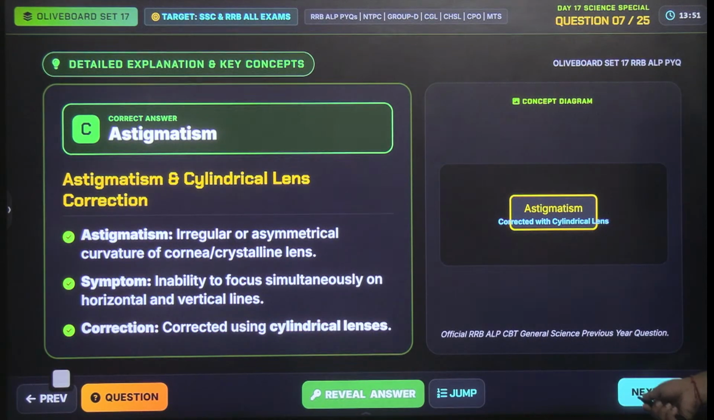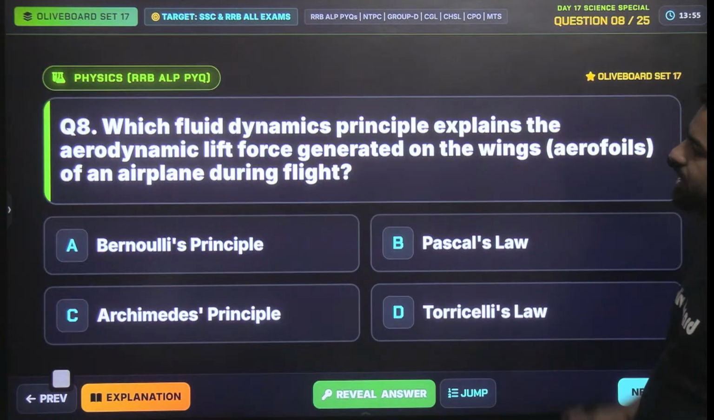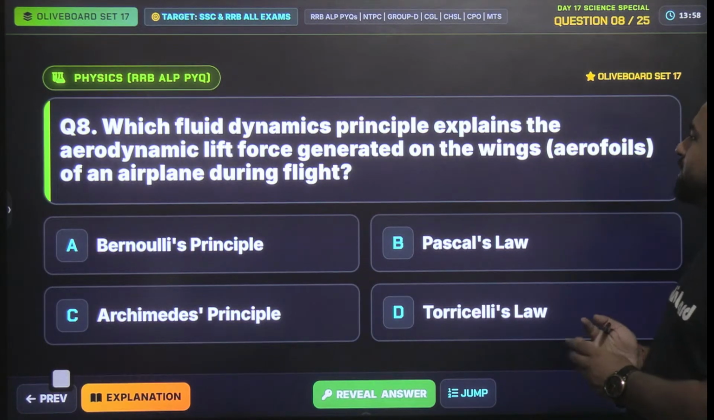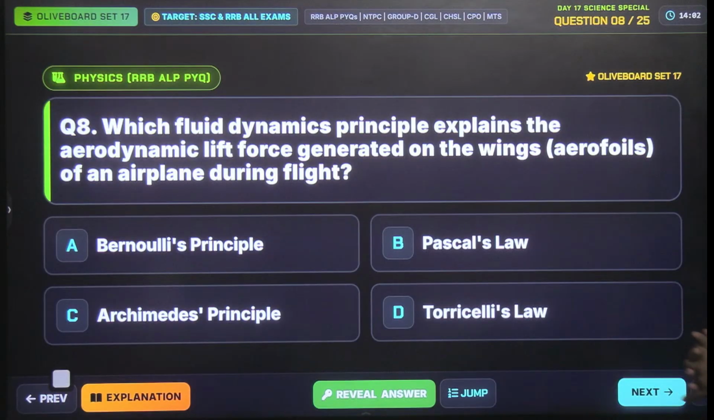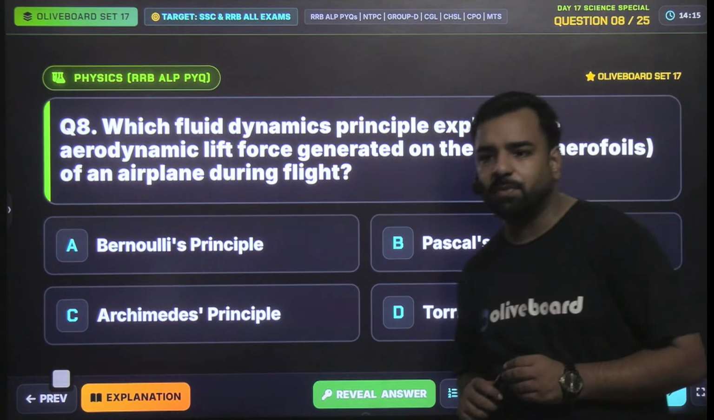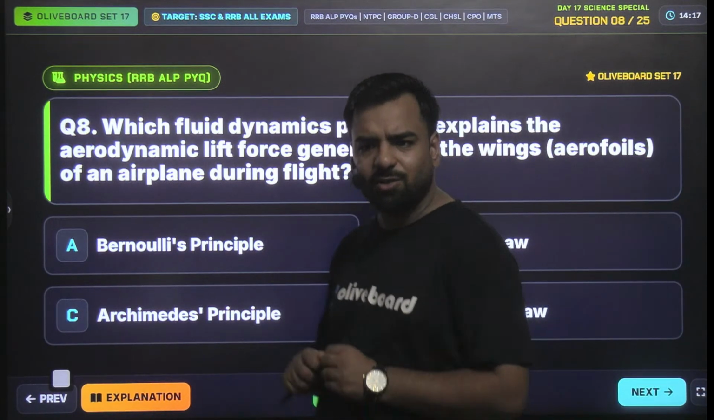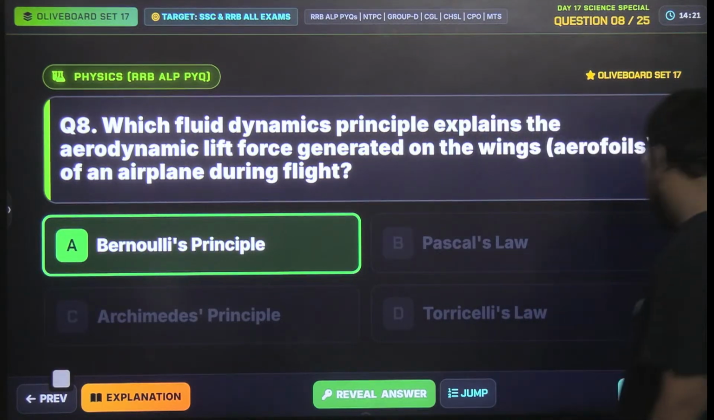The next question is, which fluid dynamics principle explains the aerodynamic lift force generated on the wings of an airplane during flight? Is it Bernoulli's principle, Pascal's law, Archimedes' principle, or Torricelli's law? What should be the correct answer? So guys, this time the answer will be Bernoulli's principle. I guess Utkarsh, your answer please. Ankita, no one. So here the answer will be Bernoulli's principle.